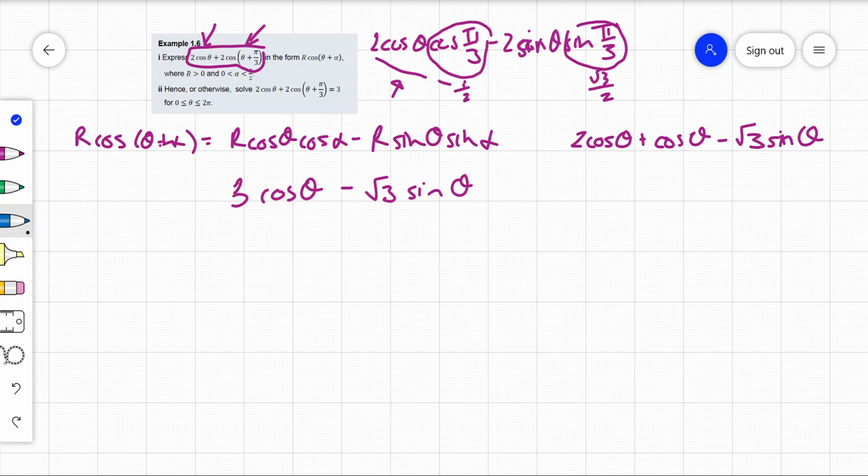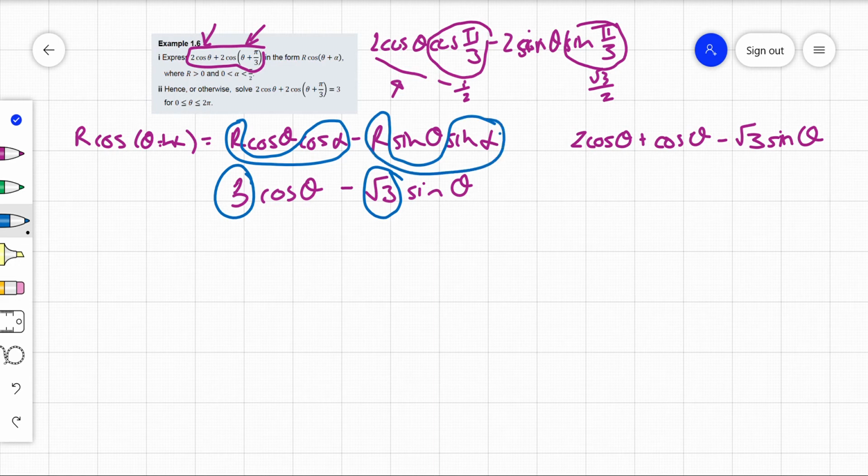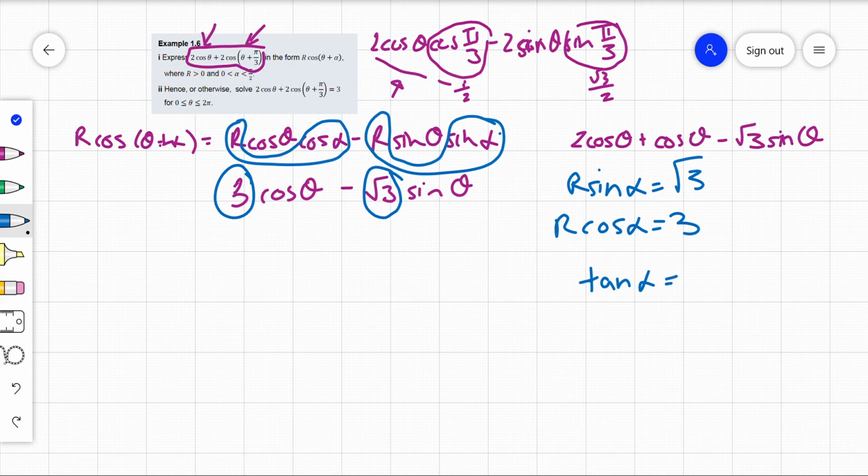So when I compare, 3 has to be r cos alpha, and root 3 will have to be r sine alpha. So r sine alpha is root 3, and r cos alpha is 3. If I do the first divided by the second, I'll get tan alpha, which is root 3 on 3, which is the same as 1 on root 3. And we know that that is our 30 degrees, so pi on 6 in radians.